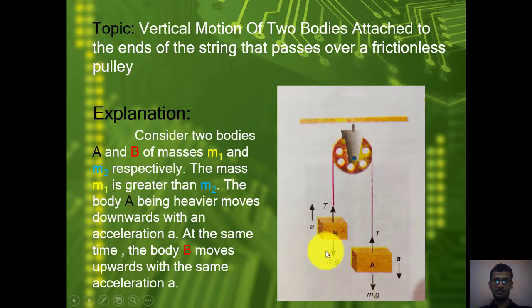The bodies are attached to the opposite ends of an inextensible string, and the string passes over a frictionless pulley as shown in the figure. The body A, being heavier, must be moving downwards with some acceleration a.